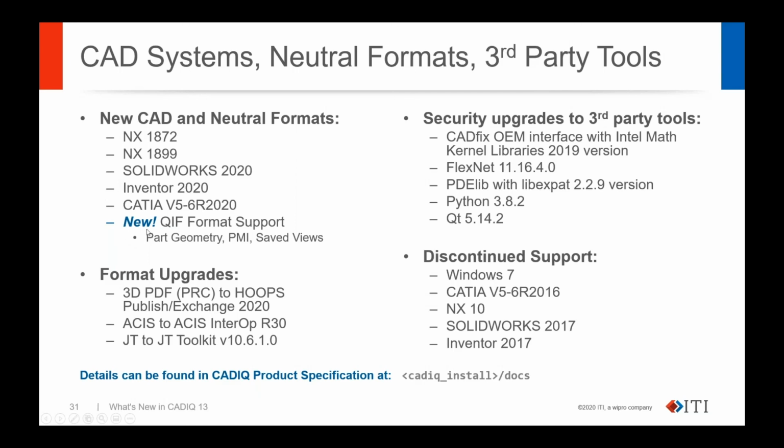And we also added new QIF format support. So now we can validate QIF MBD models against the part geometry, PMI, and saved views that are in those models. So you can validate QIF against the native in the same way that you'd maybe want to validate a STEP file against the native. As far as format upgrades for third-party formats, we've updated to the new HOOPS Exchange Publish 2020 for our PRC interface. The ASIS and JT interfaces have been updated to their new toolkits.